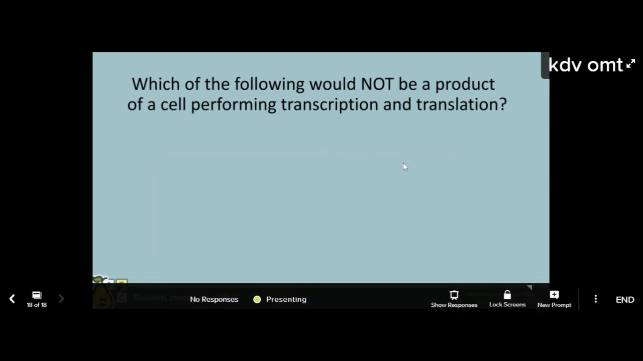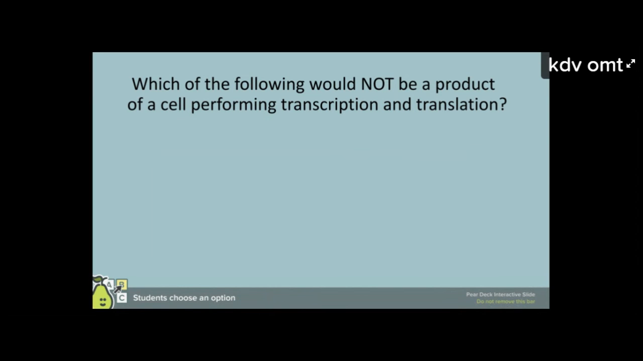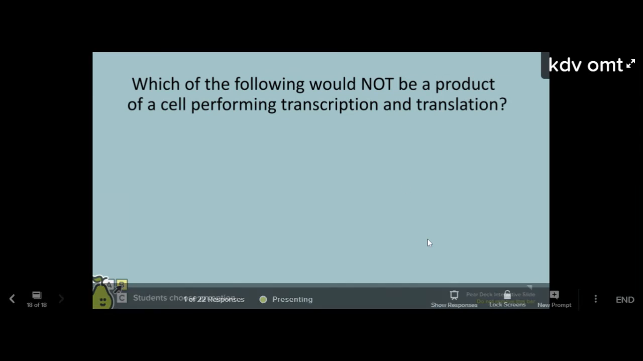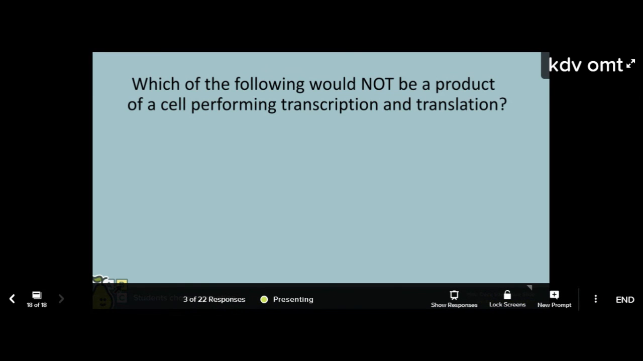All right. Which of the following would not be a product of a cell performing transcription and translation? Would not be a product. Choose an option. Choose one person.